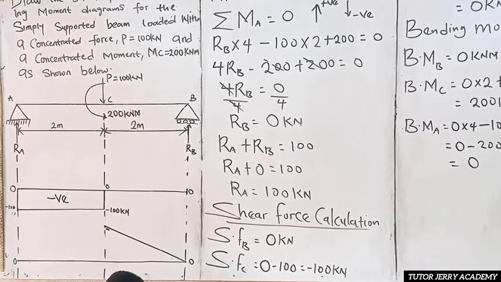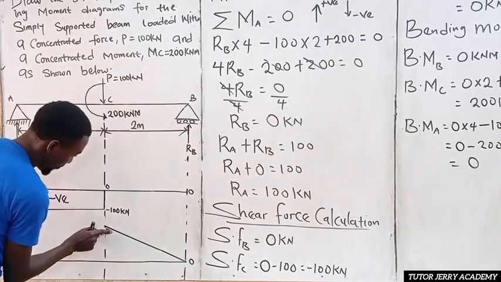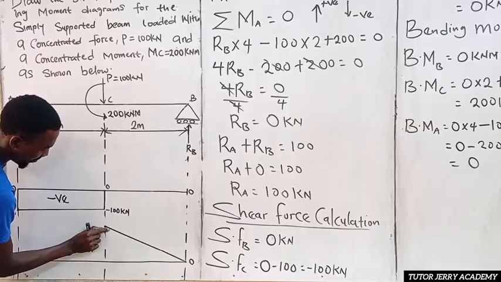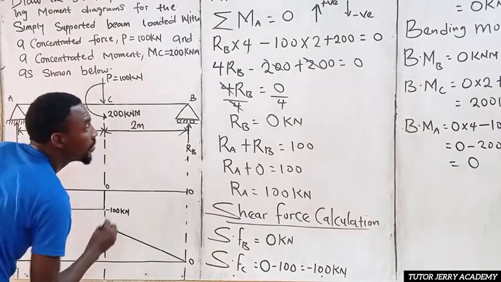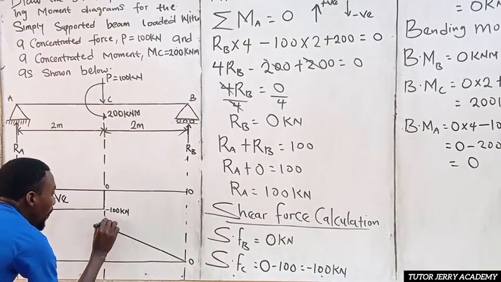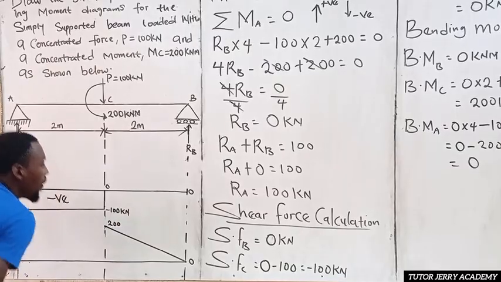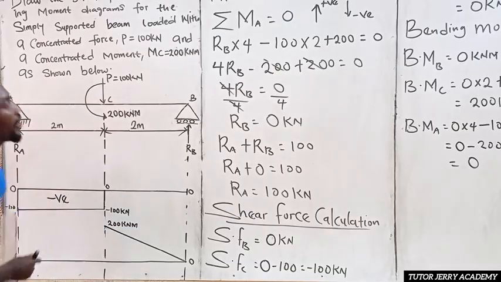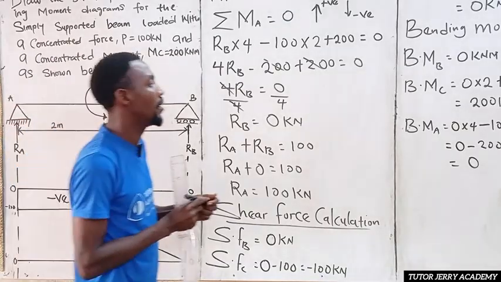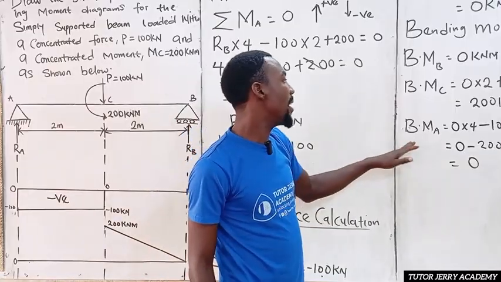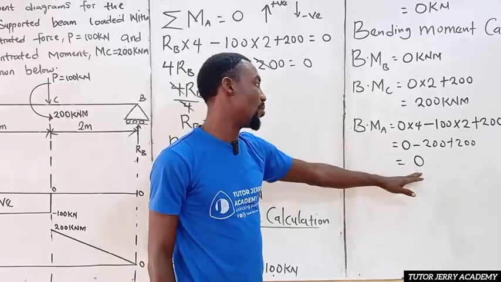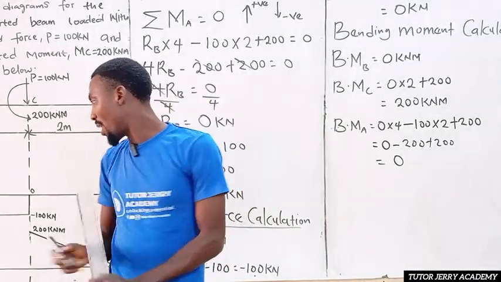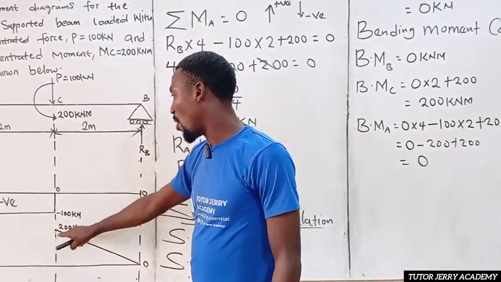All right. So this is 200. All right. 300 kilonewton meter. All right. Then now, the bending moment at point A is what? Is 0, right? So we are going to connect.